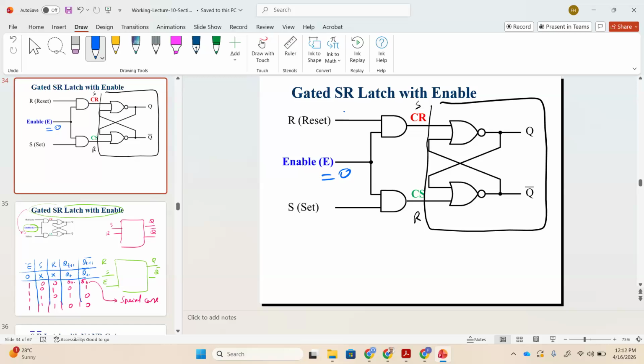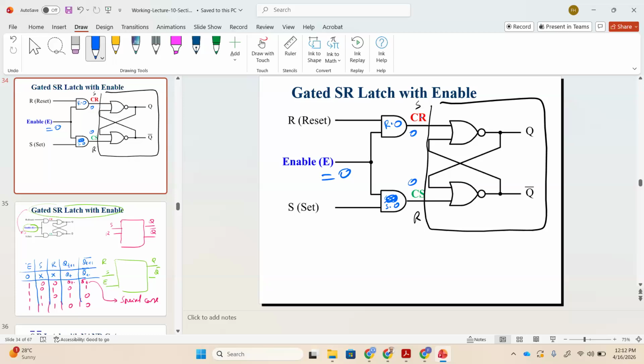Whatever the input R, this is R dot 0. What is the value of R dot 0? Anyone may answer. 0. And then when enable is equal to 0, this is S dot 0. When both are 0, what will be the value of CS? CS will be 0. When both R is 0 and S is 0, it will retain its previous value. You got it or not? Yes, Professor. That's the whole idea.